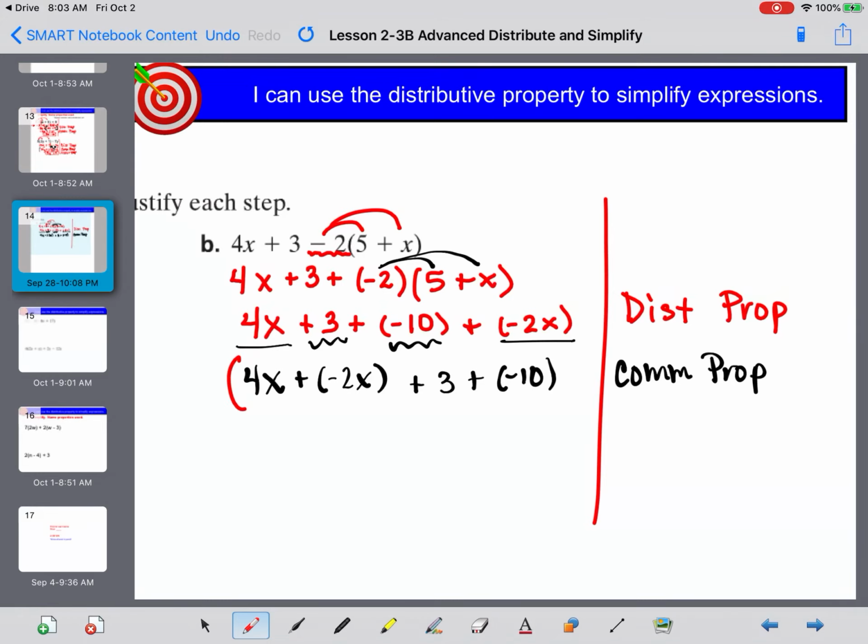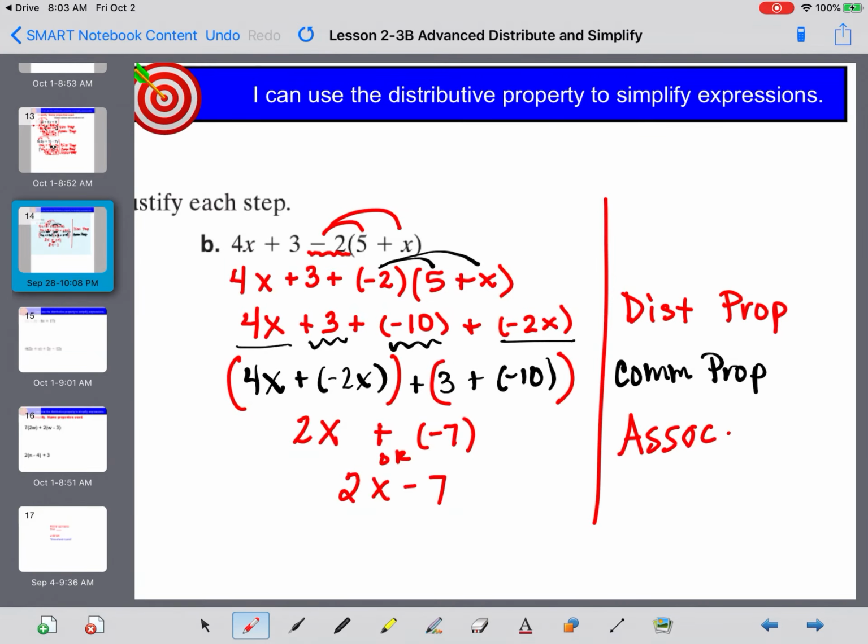Okay, now I'm going to use the associative property to rename this as 2x, and I'm going to rename the constants as negative 7, or 2x minus 7. They mean the same thing, and both answers are acceptable. That was the associative property.